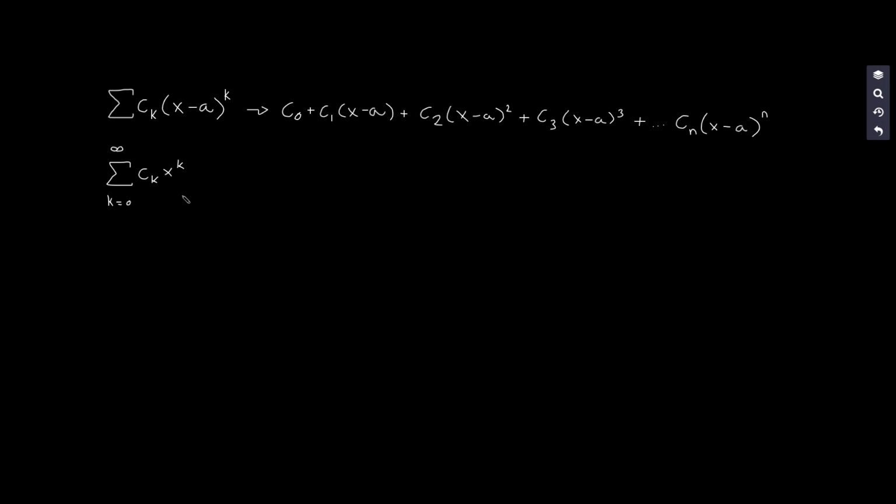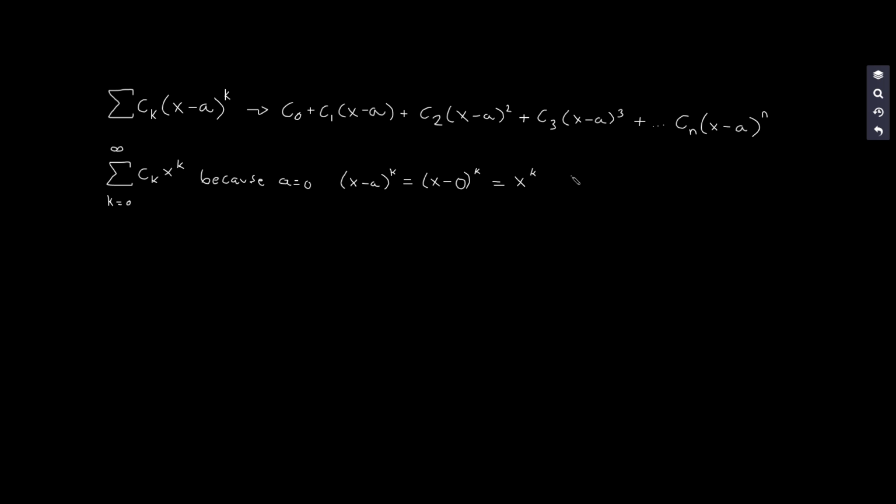Because the Maclaurin series is defined to always be at a equals 0. It's centered at 0. Well, that means that x minus a raised to the power of k equals x minus 0 raised to the power of k, and that's going to equal x raised to the power of k.